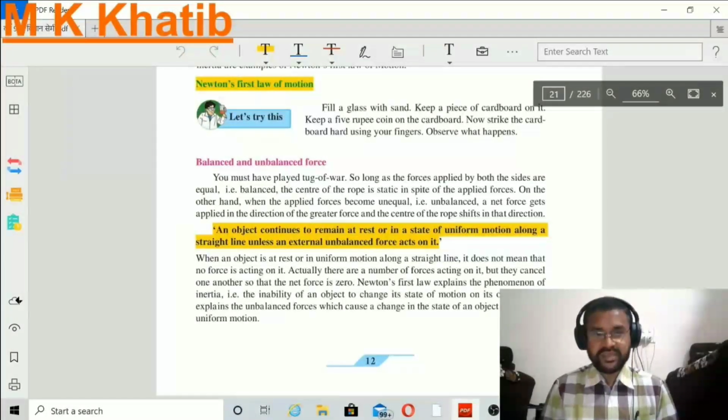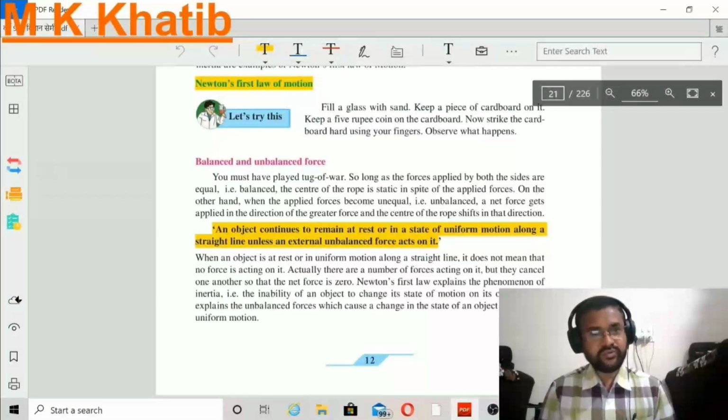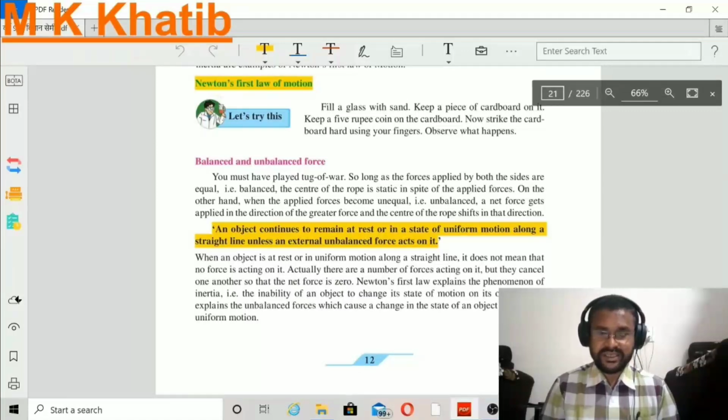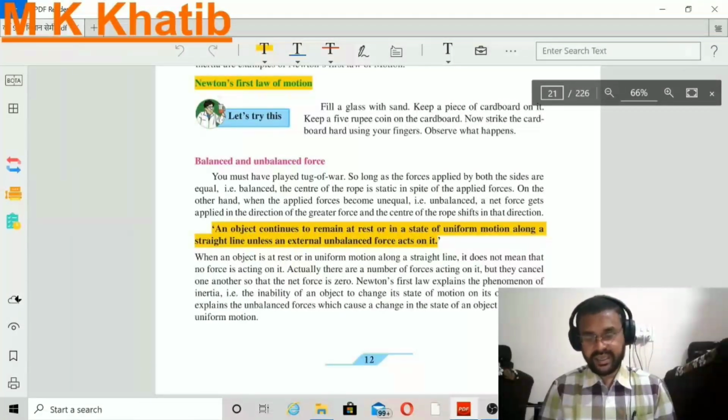It also explains the unbalanced force which causes a change in the state of an object at rest or in uniform motion. So Newton's first law of motion explains three things: balanced force, unbalanced force, and inertia. Examples of Newton's first law of motion are a stationary train or a stationary object. These are the two most important examples.